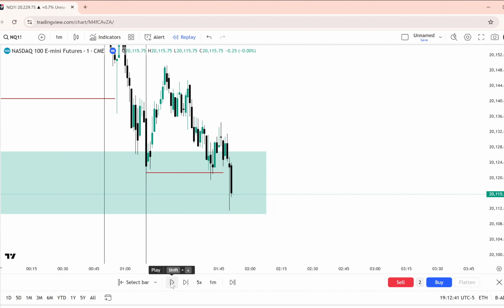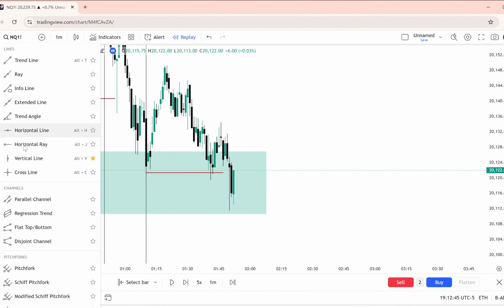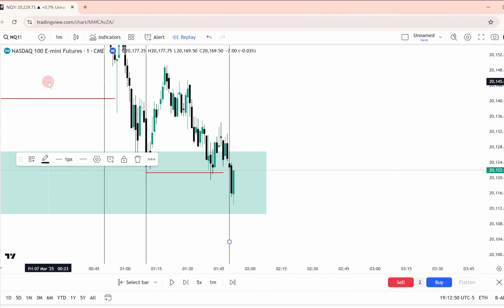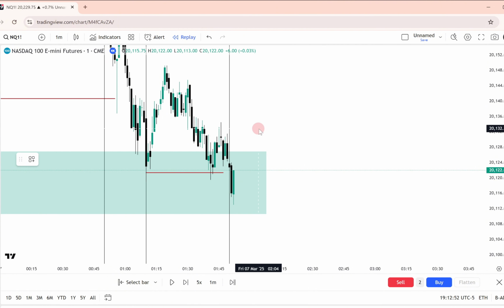So as price comes here, I'm asking myself, okay, I need to see something inverted. I need to see impulse. I'm waiting for impulse. That's really important. Impulse will get rid of a lot of your problems in trading. Impulse, impulsive candles. How do we close?